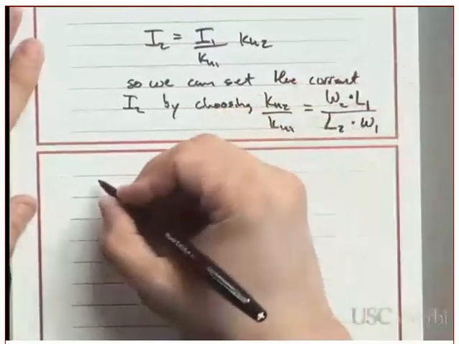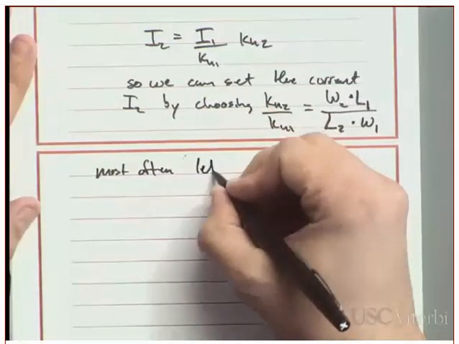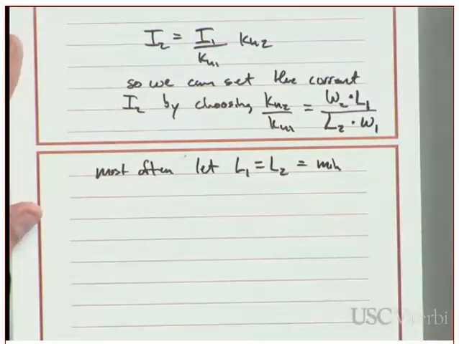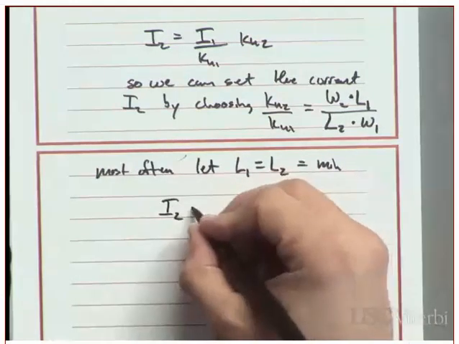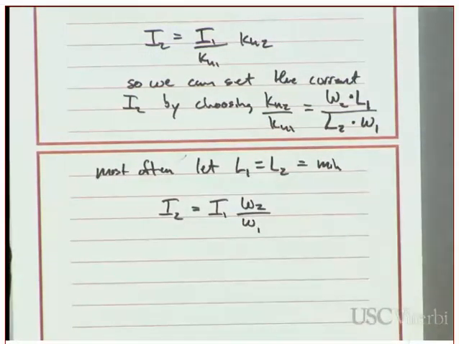And most often, just to finish this up really quick, we let L1 equal L2 equal the minimum possible length, because we want things to be small, and that's one way to keep them small. And also because most of the time when you're doing an IC, you don't change the length of the channel. Most of the time what you do is you change the width of the transistor. And so if you do that, in this case, simply choosing the ratio of width of the second transistor to the width of the first.